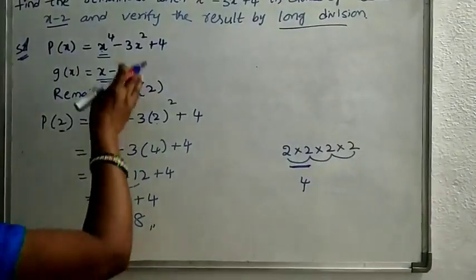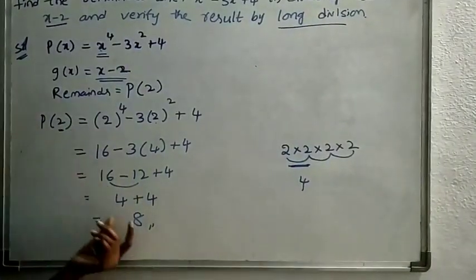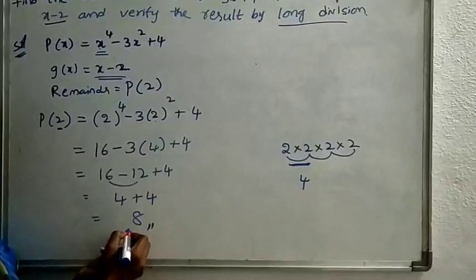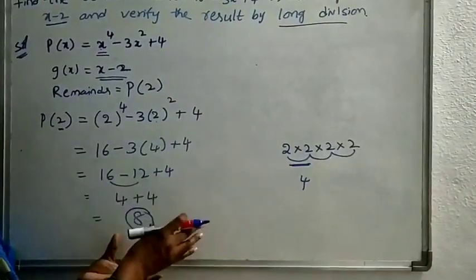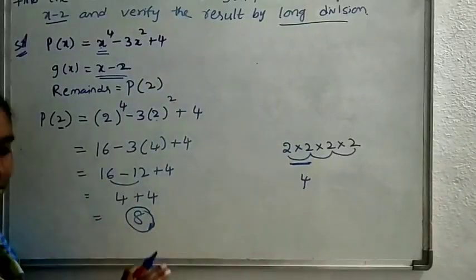So, by the remainder theorem we find the remainder here. The remainder is 8. Okay, children. Now, you remember this remainder. We will check this with the long division.